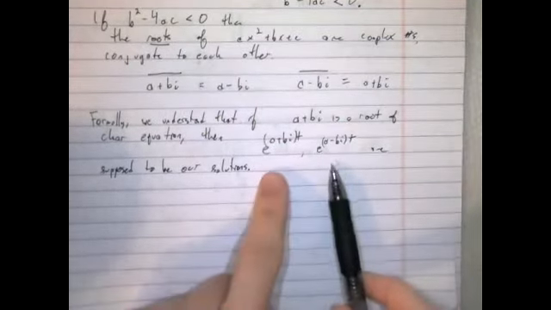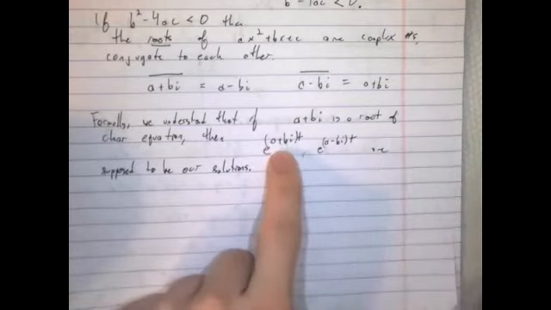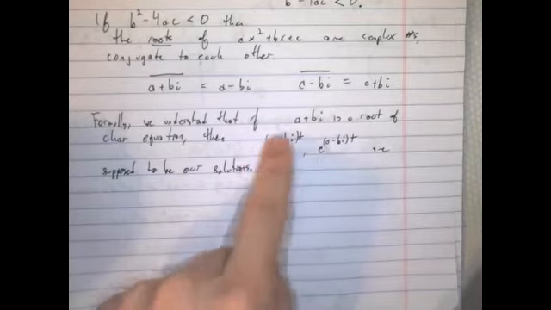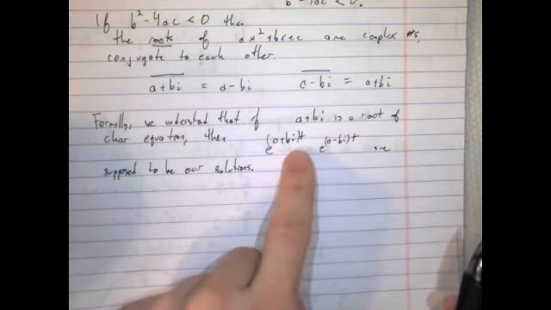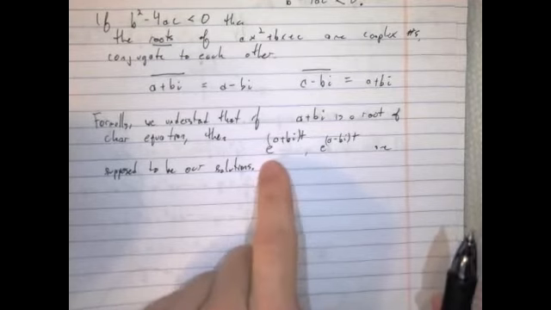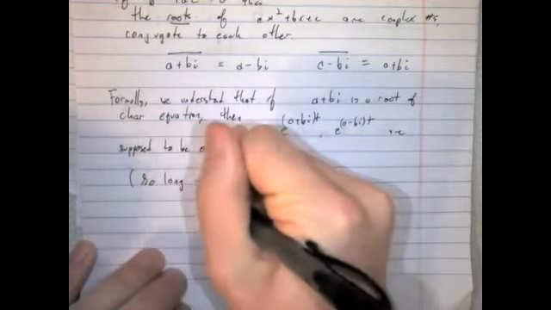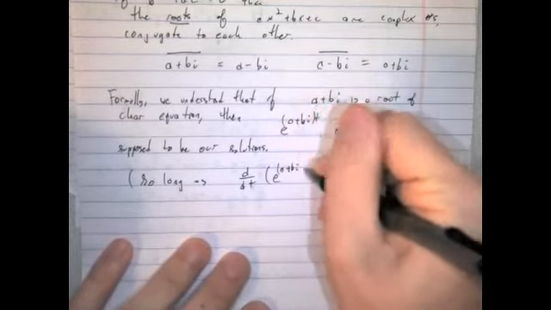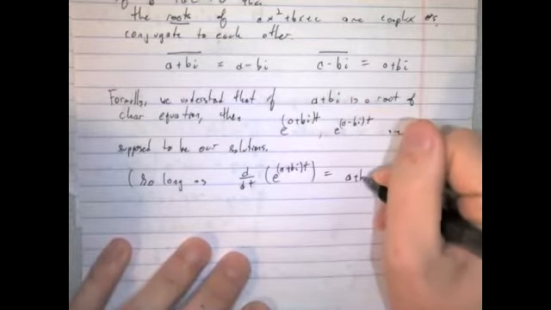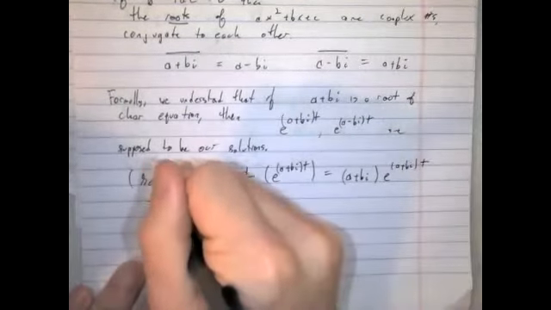And indeed, these will be solutions because when you take derivatives, the condition that you have to require is that this coefficient is a root of the polynomial. So as long as taking derivatives of expressions like this yields the correct thing, that is, as long as d over dt of e to the (a plus bi)t is equal to (a plus bi) times e to the (a plus bi)t, then these have to be solutions. Maybe I'll write this. So long as d over dt of e to the (a plus bi)t is equal to (a plus bi) e to the (a plus bi)t, then these are solutions.